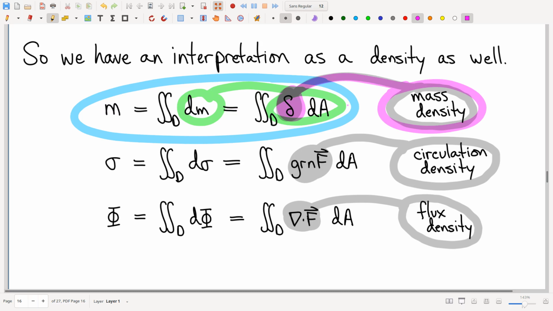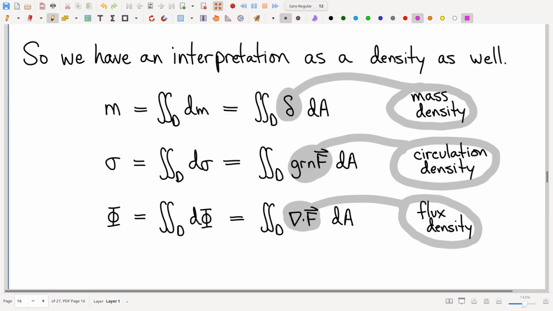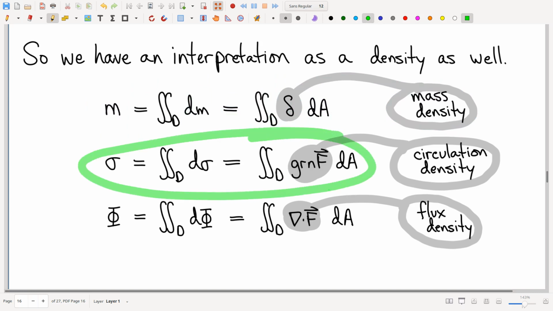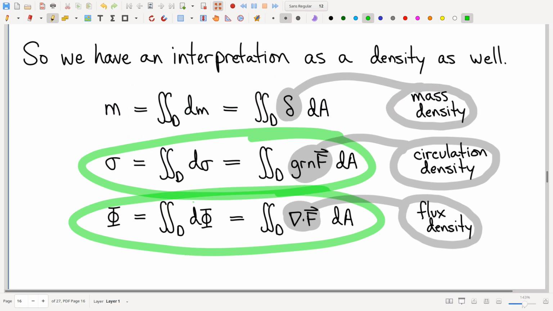Okay, but we also have these other 2 theorems, and these other 2 theorems are very geometrically different, right? These aren't even physical, right? Our first example up here was about a physical quantity called mass. This is not really a physical quantity. This is about this mathematical construction called circulation. And the one down here is about a mathematical construction called flux.